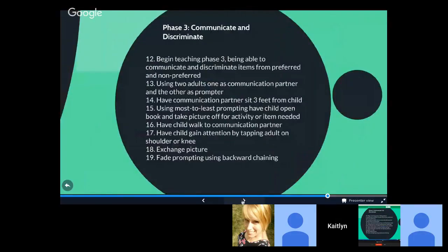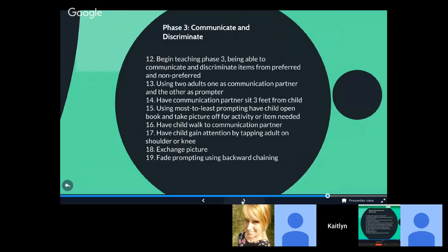So phase 3, we're going to communicate and discriminate. Building on phase 2, in phase 3 we're really trying to concentrate on discriminating between items. So using 2 adults, once again, because you still want to continue with that persistence and distance training, you'll use 2 adults, a communication partner again, and one is the prompter. And this time, keep the distance a little bit longer. So sit about 3 feet away from the child.